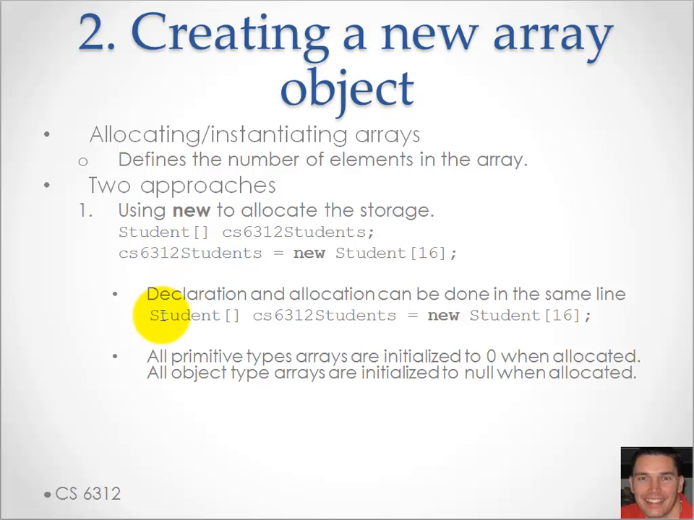It is possible to do our declaration and instantiation all in the same line as is exemplified here. And then please note all primitive type arrays are initialized to 0 when allocated. So if I did an int array and I allocated it to be size 10, all the values in there are going to be initially 0. Whereas in this example here, it's an object array, so each one of those elements is going to have null in it initially.